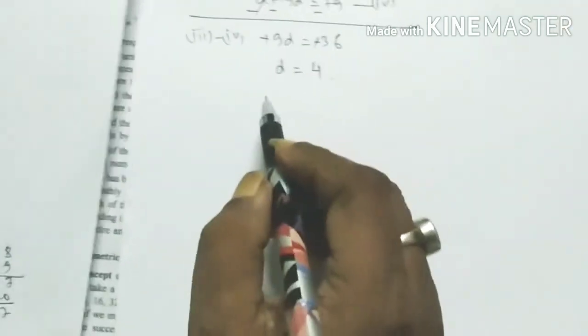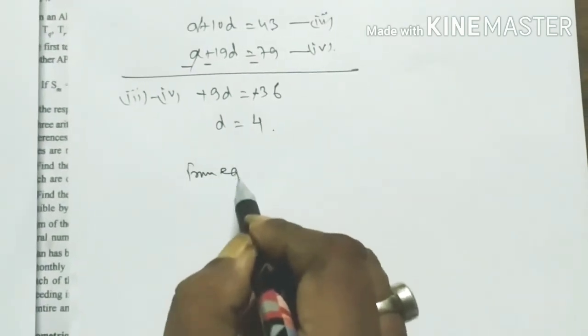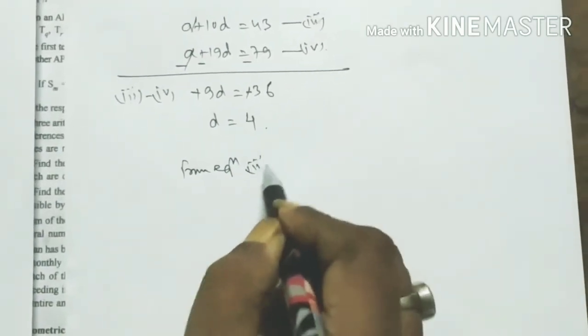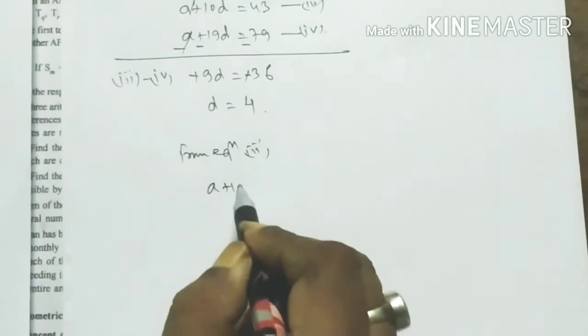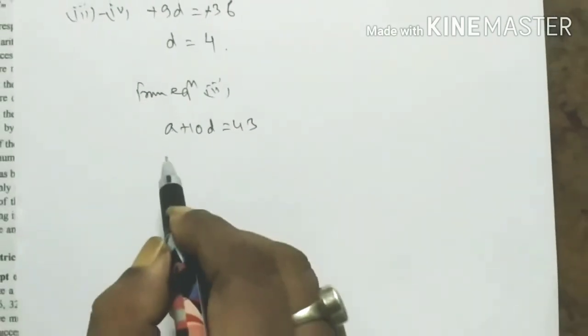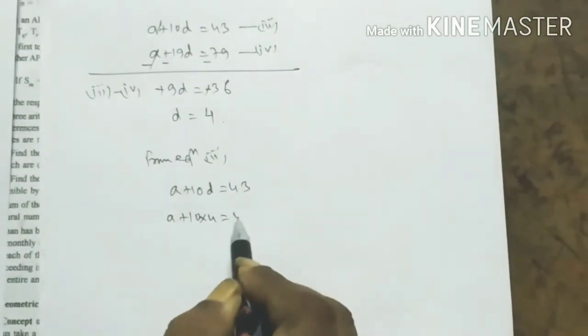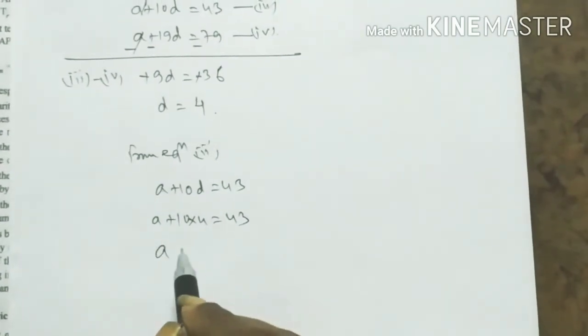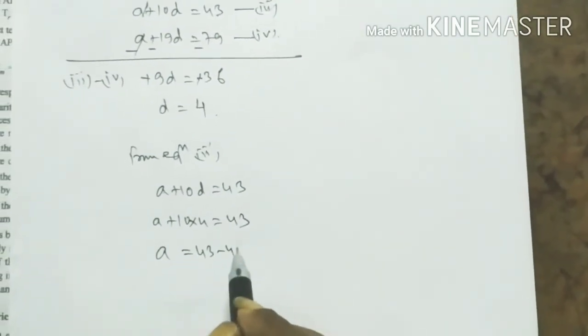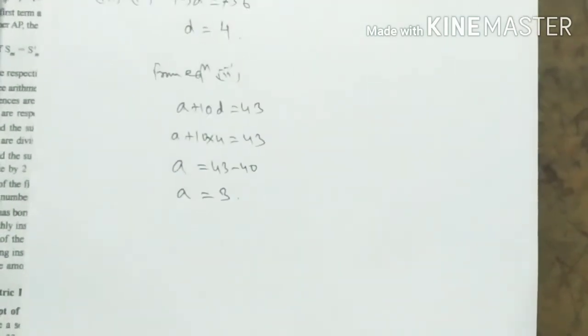Now from equation 3, that is a plus 10d is equal to 43, a plus 10 into 4 is equal to 43, a is equal to 43 minus 40, so a comes out to be 3. Now we have to find the AP.